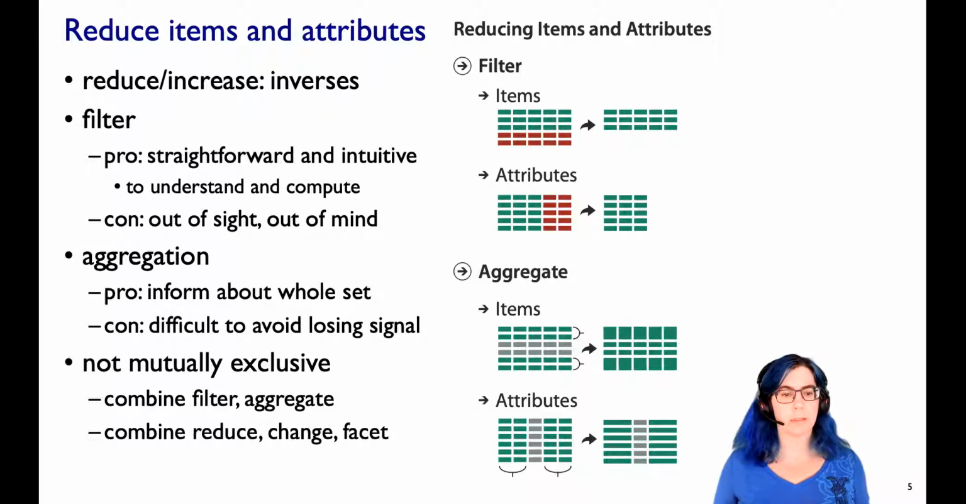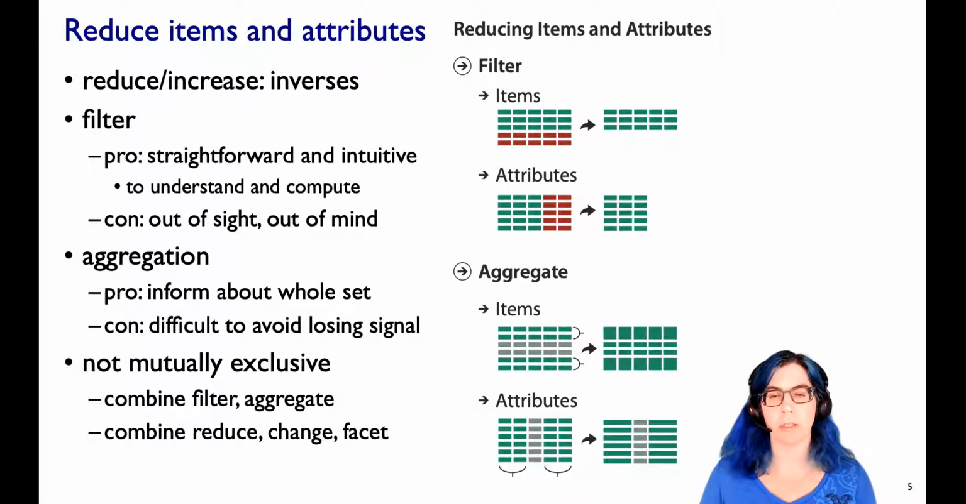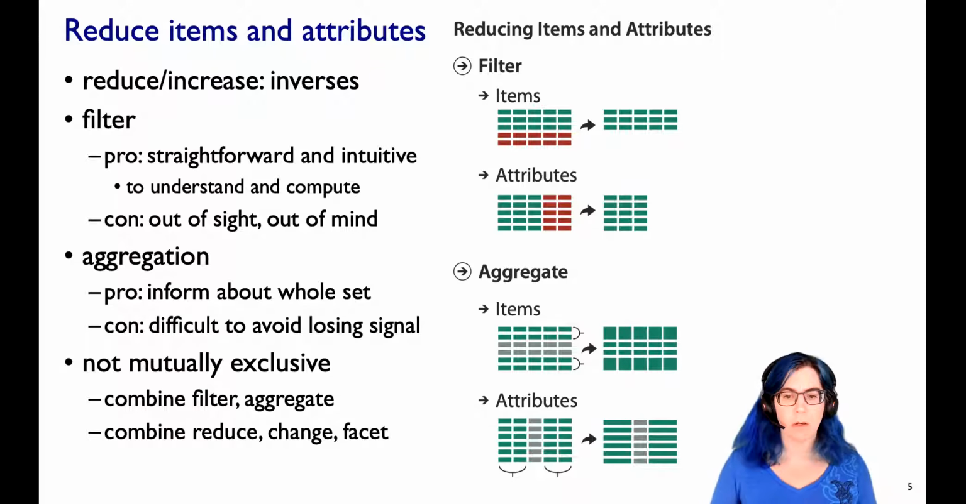The alternative is aggregation. That's something where, instead of just throwing things away, we somehow represent them visually, despite the fact that we are not directly showing every single element. What's great is this gives us a way to convey some sort of reduced signal about that entire set. The difficulty is it's hard to actually pick the right signal to make sure that what you care about is still visible even in the aggregated display.